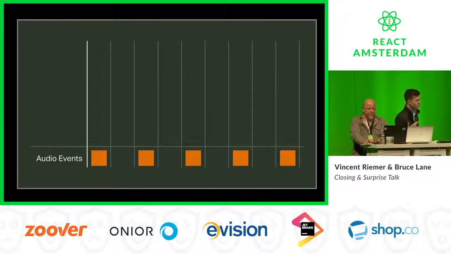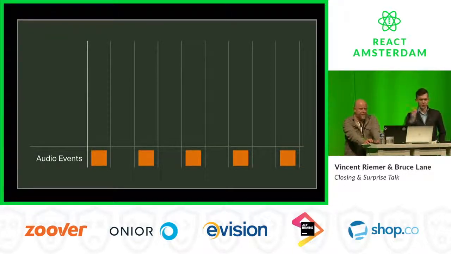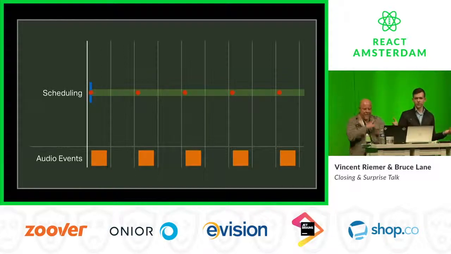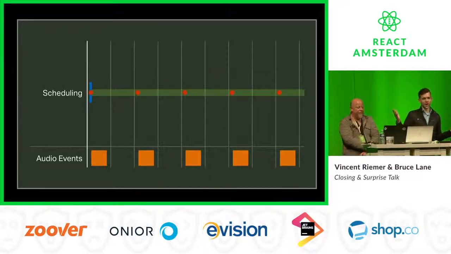Now, as an example, we have this sort of timeline, and these audio events are what we want: on, off, on, off, on, off. Now, if we were just scheduling those five events, we could just call a single function which would schedule all five of those events. And that would work fine if all you wanted to do was schedule five events and stop.